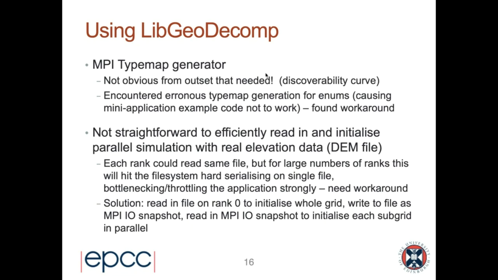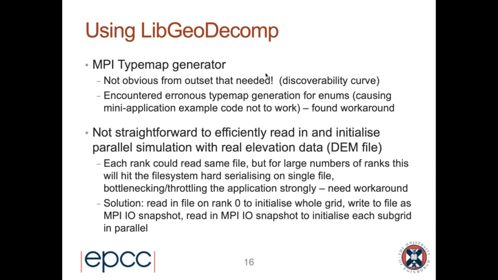Another aspect that I encountered was that there is one example in the mini applications where the simulation is initialized based on some input data, but most of the examples really only work with synthetic data that's initialized from scratch within the source code, certainly not reading large amounts of input data as we want to do with Hail Caesar, reading our topographic data and also our rainfall input data. So it's not straightforward to understand how to efficiently read in and initialize a parallel simulation, in particular with real elevation data.